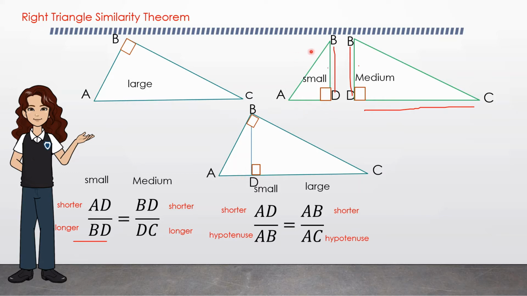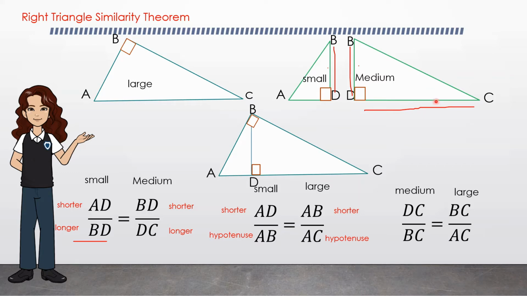Shorter, hypotenuse. Shorter, hypotenuse. So, they are proportional segments. Shorter, shorter, hypotenuse, hypotenuse. Okay, how about when we use medium and large? So, this is the medium and this is the large. What do you think is the same length of the triangle?